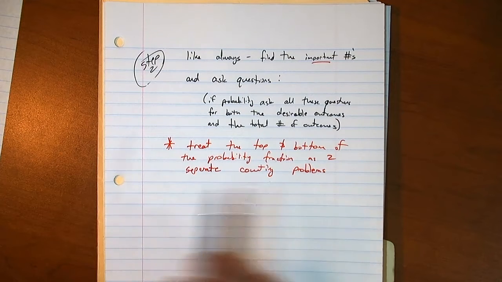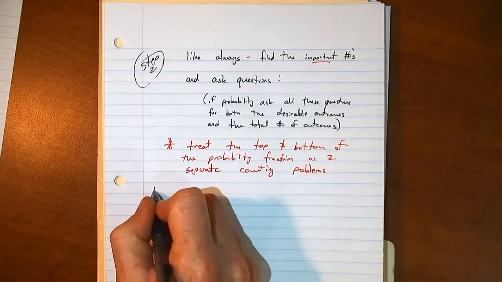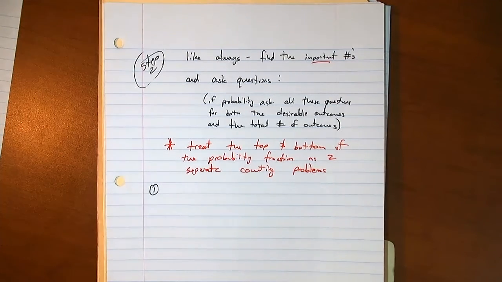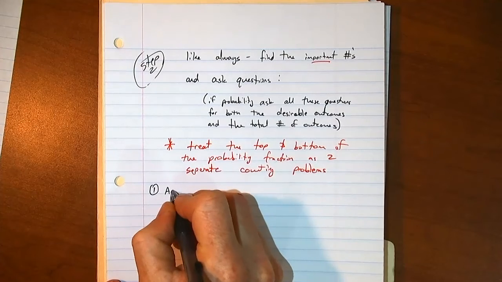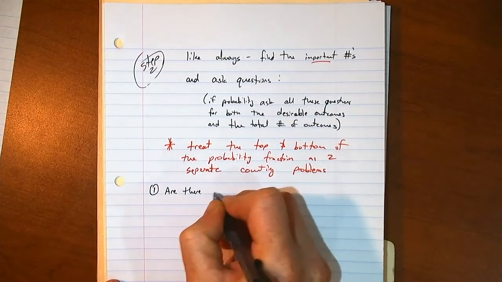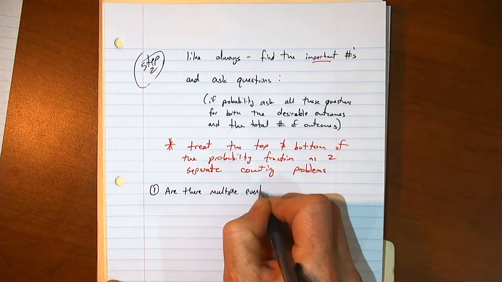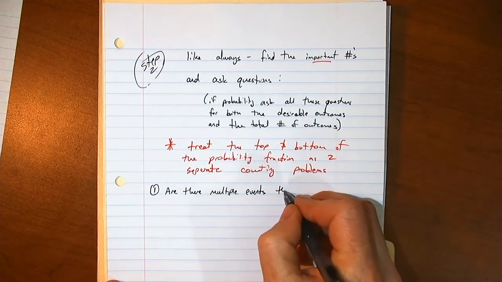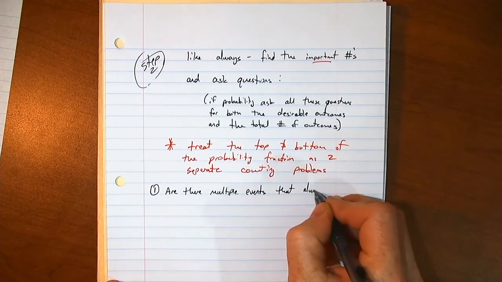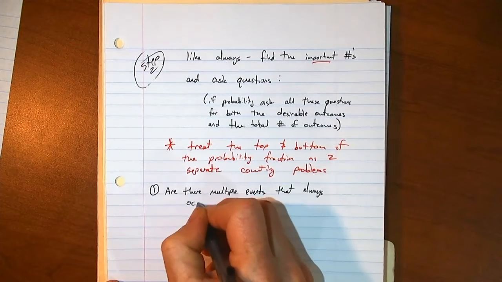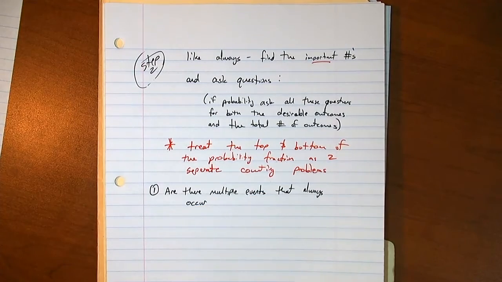Okay, so step 2, we're going to ask questions, and these questions will help us to organize the information that's not numbers. Question number 1. Are there multiple events that always occur? Okay. Are there multiple events that always occur?